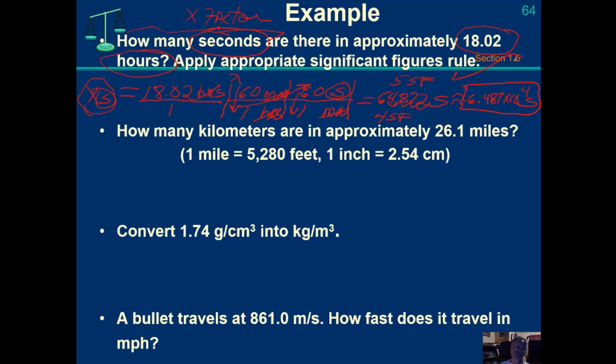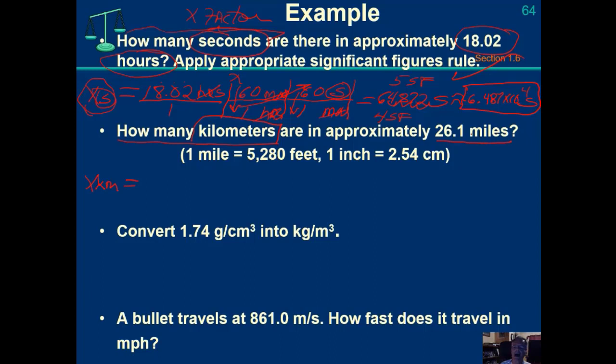And so check. All right, let's go. How many kilometers are there in approximately 26.1 miles? So the how many is my X factor, and that's going to be kilometers. So my X factor in this particular case is kilometers. Now, I'm given 26.1 miles.